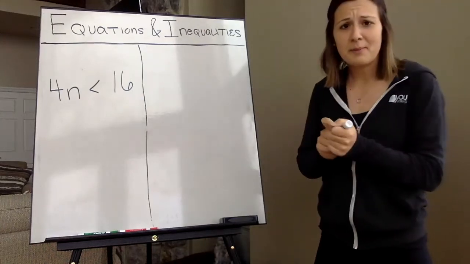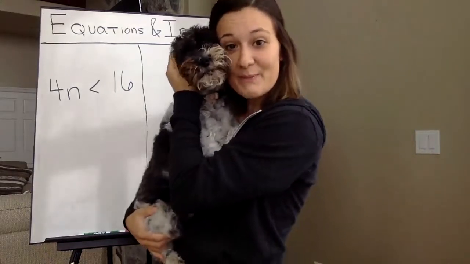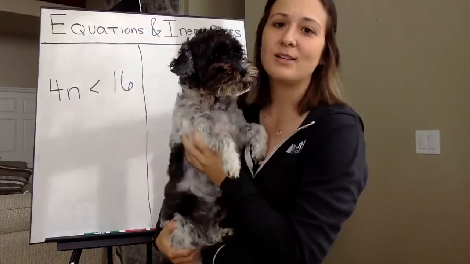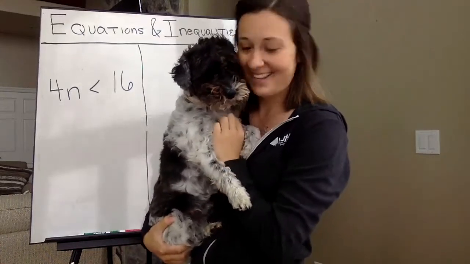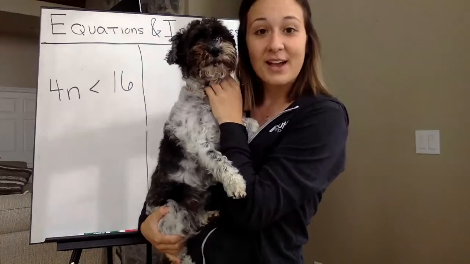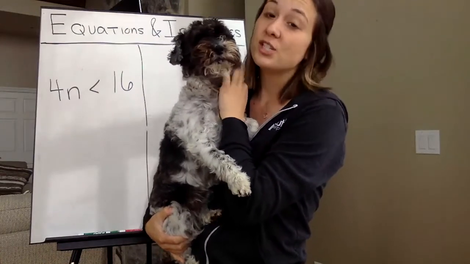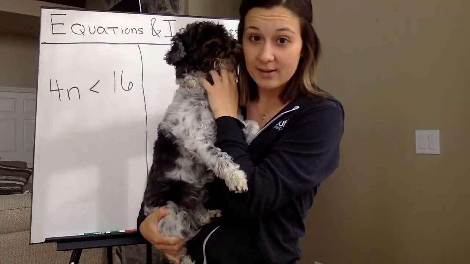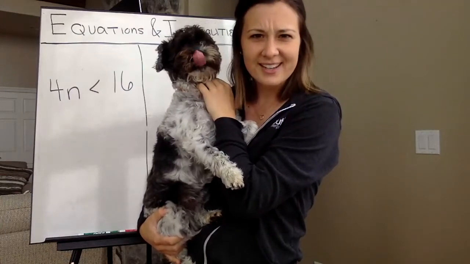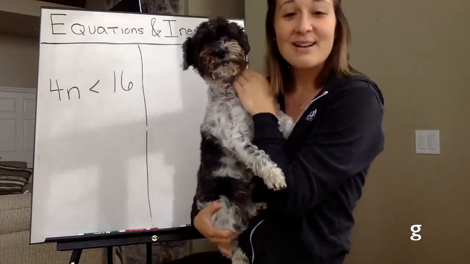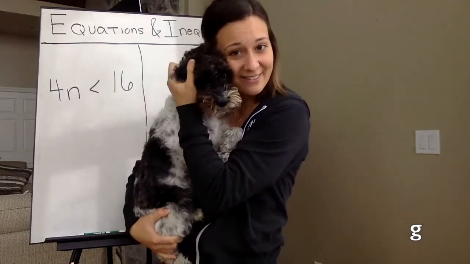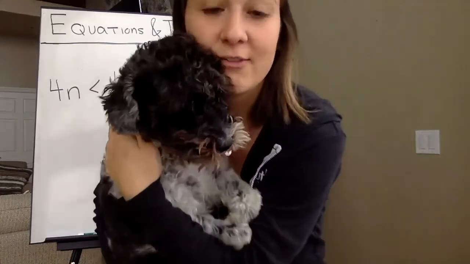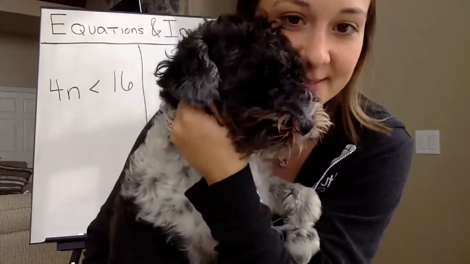You guys see my little puppy? We need to take a puppy break. It's time for a puppy break. Oh, come on, you guys. She's so cute. Look at her. Her name's Gia. She's a schnoodle. A miniature schnauzer. Schnauzer? I don't know how to say it. And a poodle. Isn't she so cute? Look at her face.